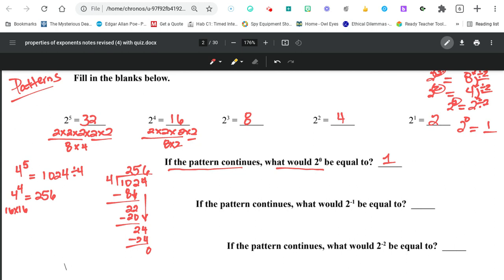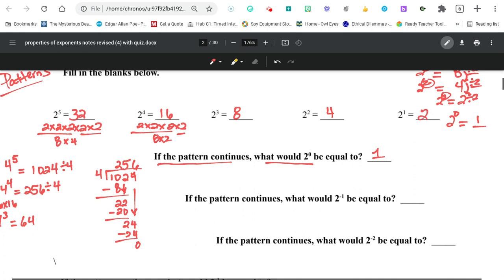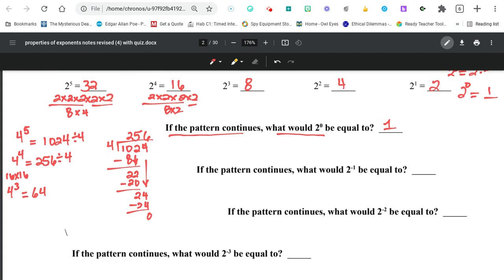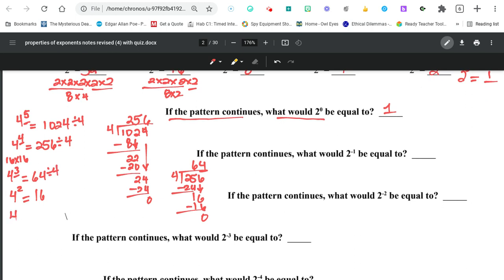All right, now let's work on 4 to the 3rd power. We all know 4 cubed is 64. But if you divide 256 by 4, you will also get 64. And you can check it. Remember, you should be doing this on note paper. All right, and we know that 4 squared is 16. And 64 divided by 4 is 16. 4 to the 1st power is 4. 16 divided by 4 gives me that 4.